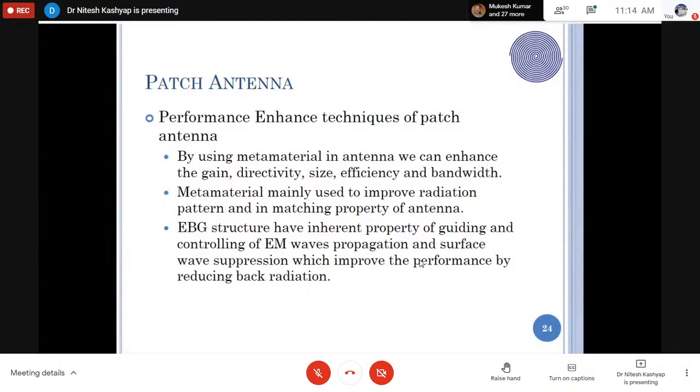So in the microstrip patch antenna, if we don't use the proper dimension of the ground plane, the back lobe will increase. So to minimize the size of the antenna, we use an EBG structure to suppress the surface wave.